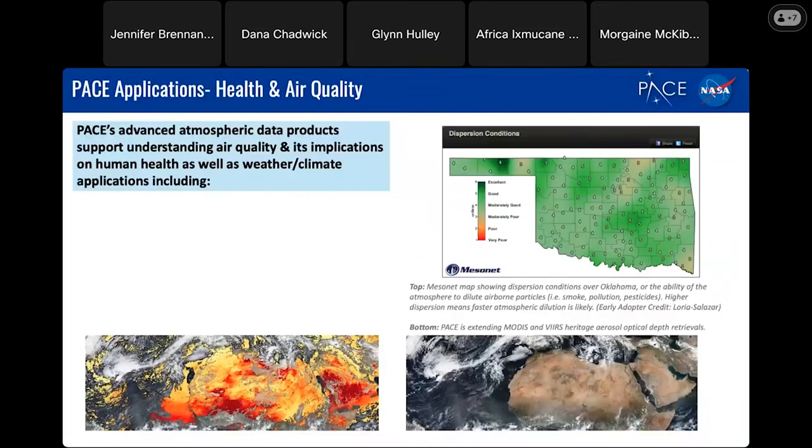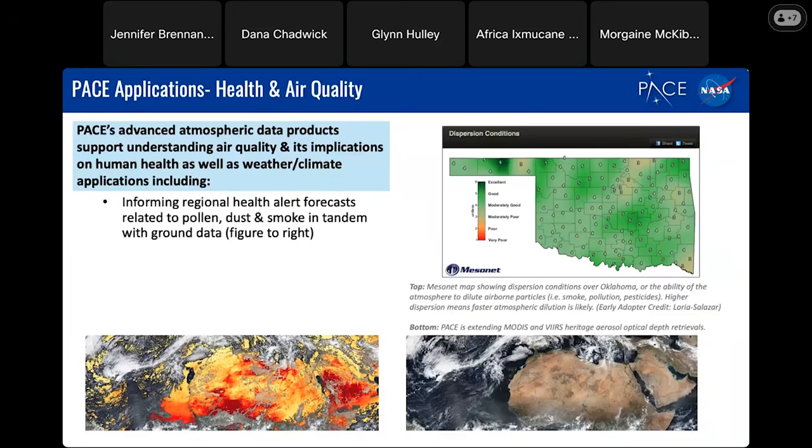So how about PACE applications in the atmosphere? Again, we have advanced atmospheric data products. They help us support air quality and its implications on human health, as well as weather and climate applications. For example, we have an early adopter, Loria-Salazar et al., out in Oklahoma. They're looking at how to inform regional health alert forecasts related to pollen, dust, and smoke using PACE data in tandem with ground data, which is what's shown here. This is the Oklahoma Mesonet, which is a huge network of meteorological stations on the ground.